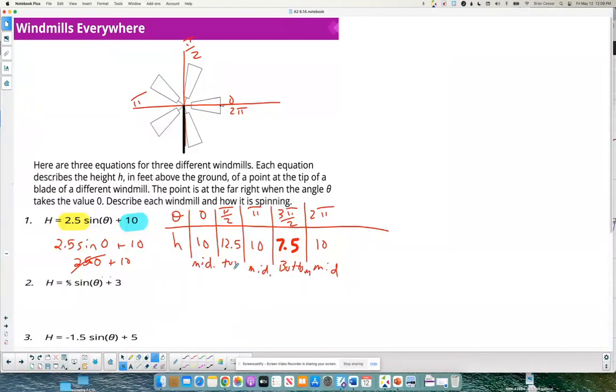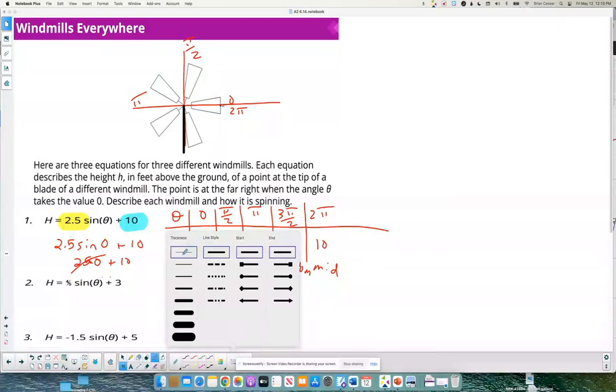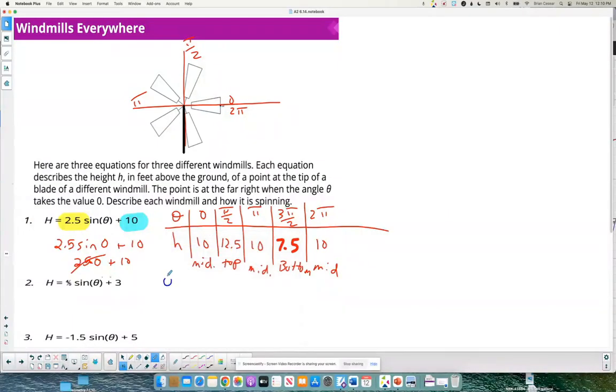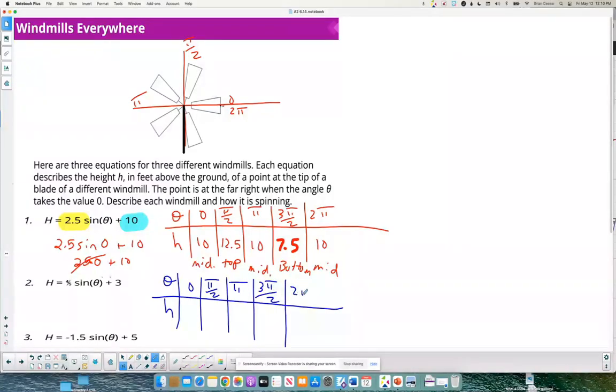This would be at the top. Okay? So I go on, I do the next one. Kind of make a similar table here. So we got theta and h, 0, pi over 2, pi, 3 pi over 2, 2 pi.